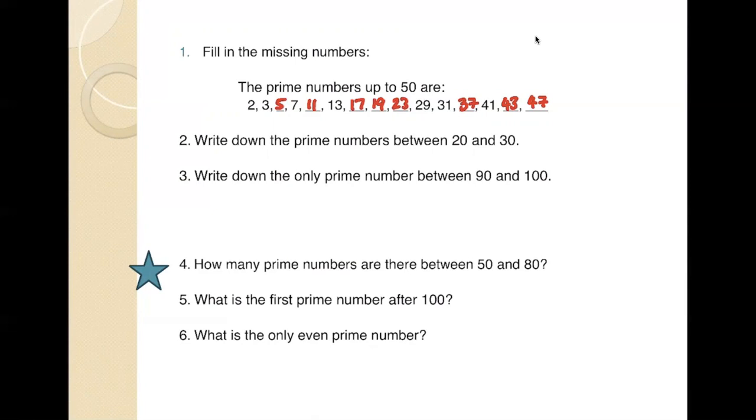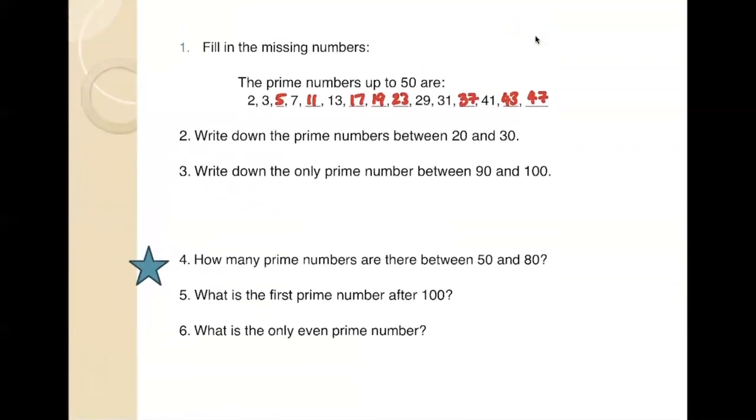So those are questions you can answer yourself by just checking against your 100 square. You do not need to write anything down, and you don't need to send me anything. And we'll build to prime factors next week.